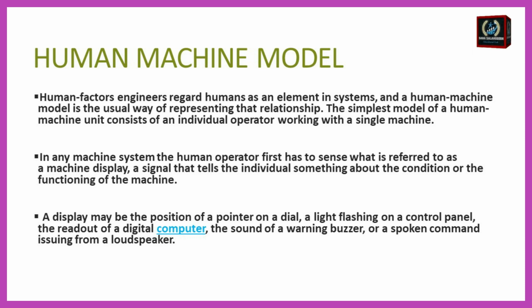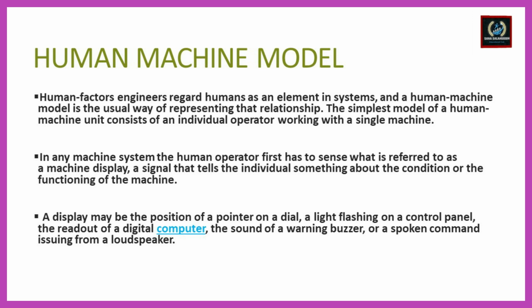The simplest model of a human-machine unit consists of an individual operator working with a single unit. In earlier days, the human operator used to have one single signal that told that person something about the condition of functioning of the machine. You may say that in the majority of machines there used to be only one button, sometimes red or green, showing the off and on mode of that machine.